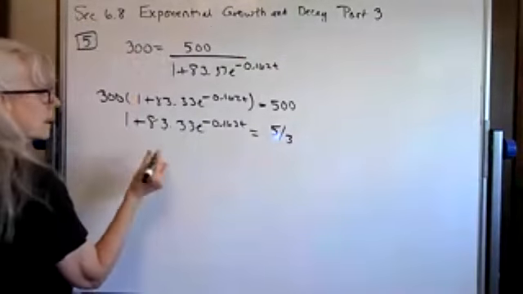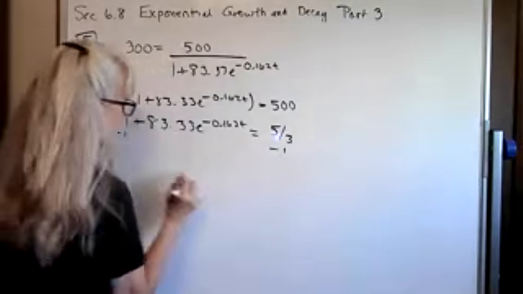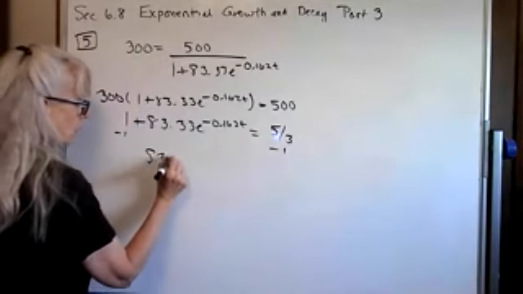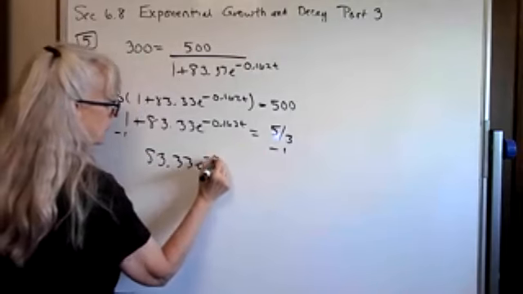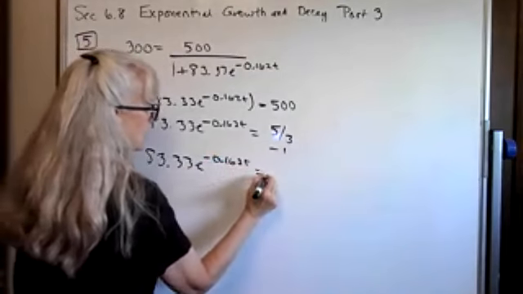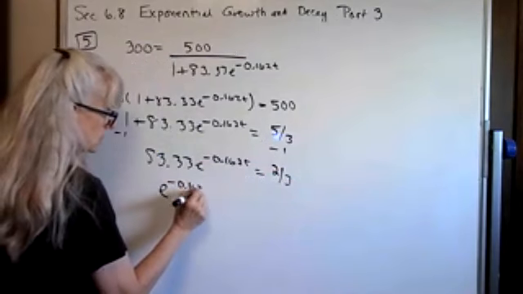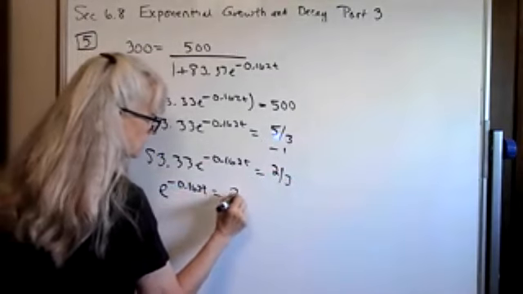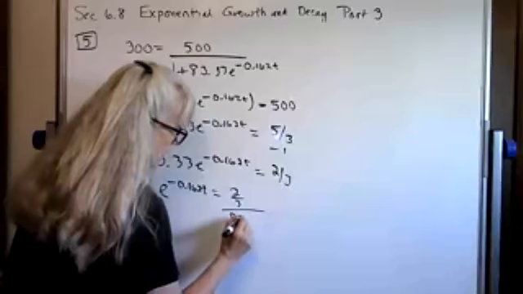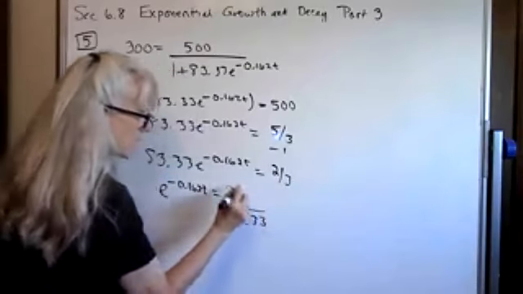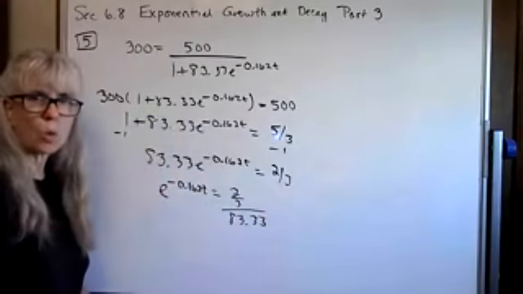Okay, then you're going to subtract the 1. So minus 1, minus 1. We'll get 83.33 e to the negative 0.162t is equal to 5/3 minus 3/3 is 2/3. Then we're going to divide out. So we now have e to the negative 0.162t is equal to 2/3 over the 83.33. And I know that that is ugly, but we're going to work with that.